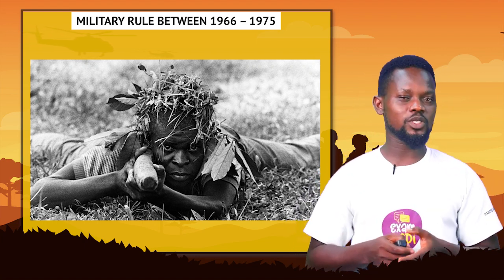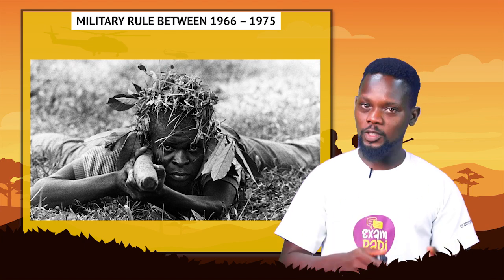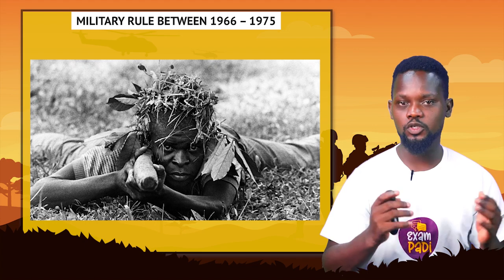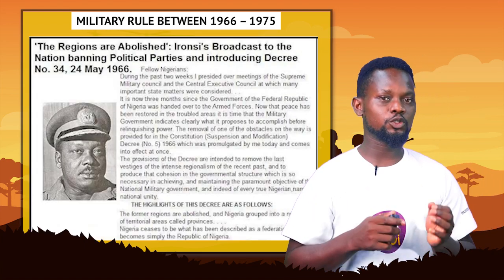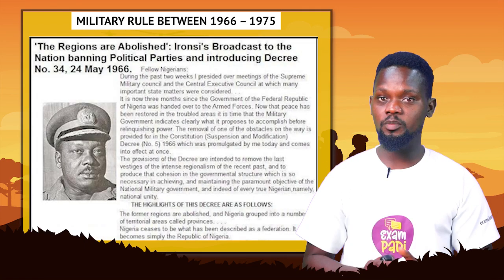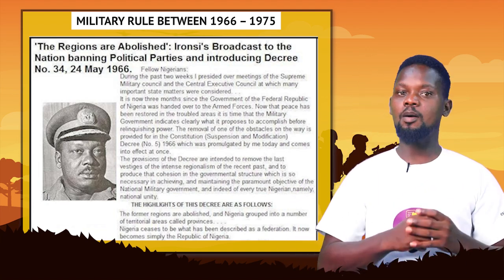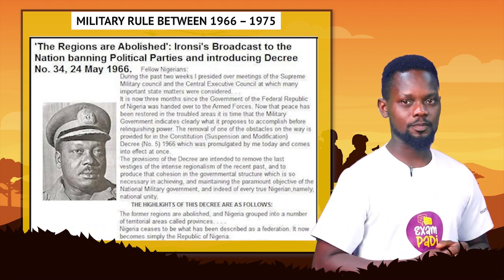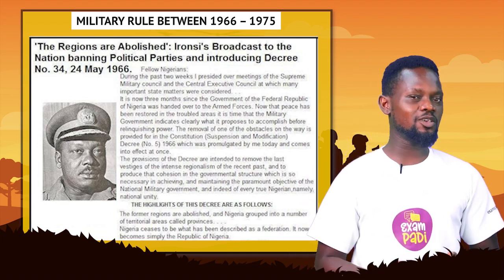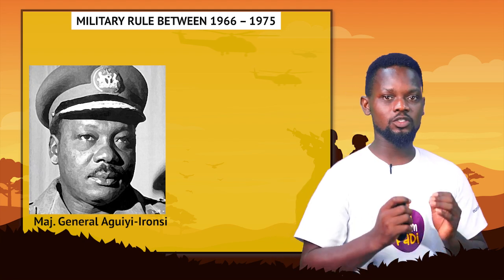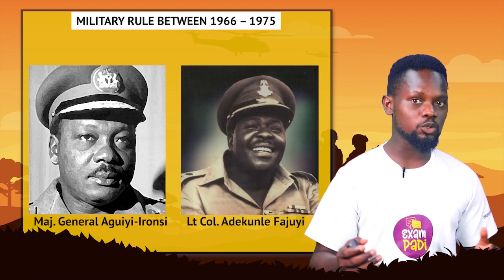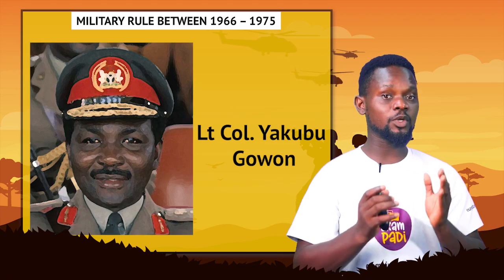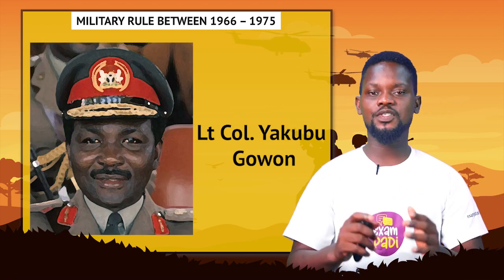This impression was helped by General Ironsi's appointment of Igbo officers to head most of the armed forces divisions and positions. He later introduced Decree 34 of 24th May 1966, abrogating federalism and replacing it with a unitary system of government. Thus came the counter-coup that killed General Ironsi and Lieutenant Colonel Adekunle Fajuyi, his host, on the day of the coup, and ushered in Lieutenant Colonel, which later became General Gowon as head of state.